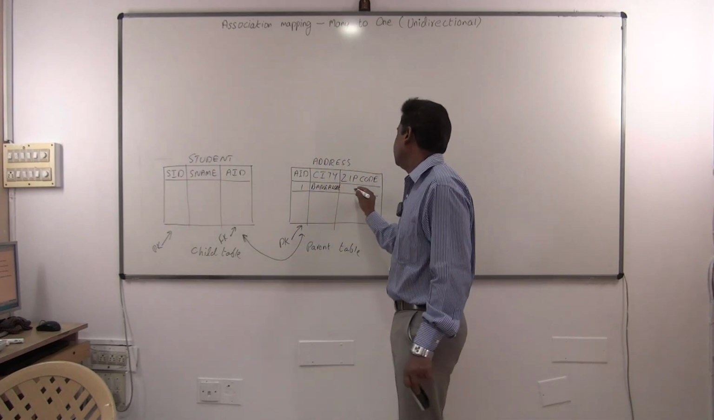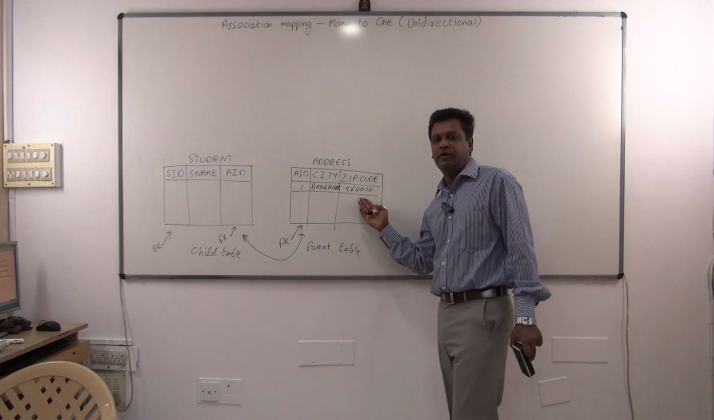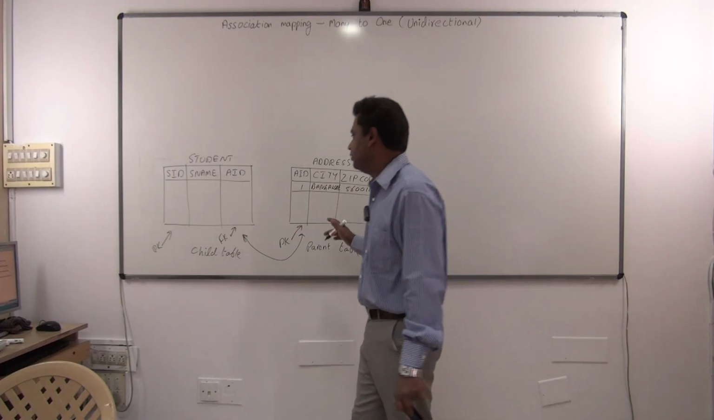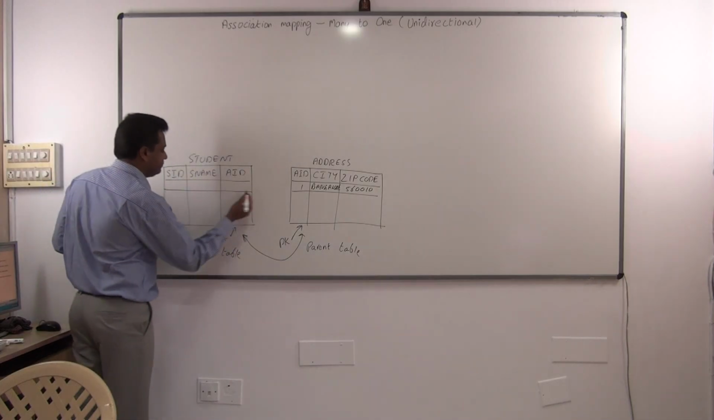I'm taking one city, Bangalore, and the zip code is 560010. It means there is a hostel in Bangalore, and that's the zip code or pin code. Fine. Let us take 3 students who are staying in this address now.